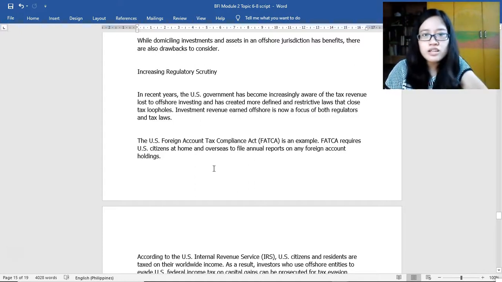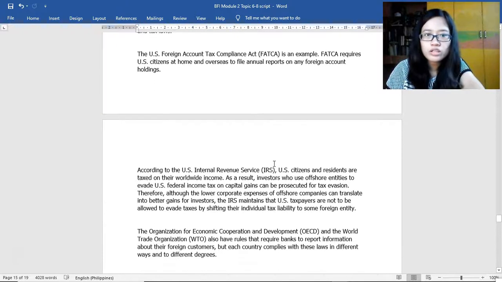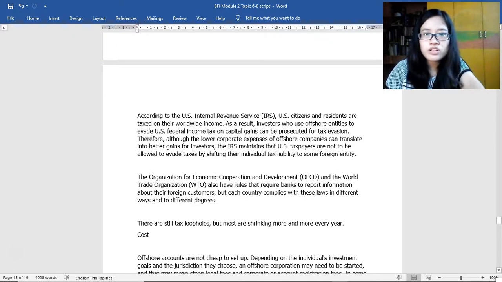The U.S. Foreign Account Tax Compliance Act is an example. FATCA requires U.S. citizens at home and overseas to file annual reports on any foreign account holdings. According to the U.S. Internal Revenue Service, IRS, U.S. citizens and residents are taxed on their worldwide income. It's the same for the Philippines. If you're a Philippine citizen, regardless of whether you're in the Philippines or outside the Philippines, you're taxed on your income here in the Philippines and outside the Philippines.